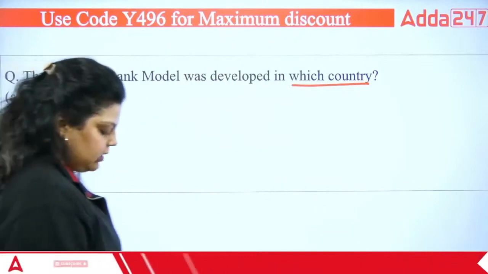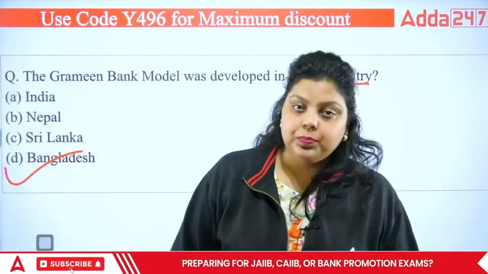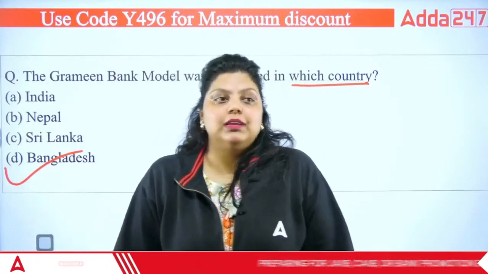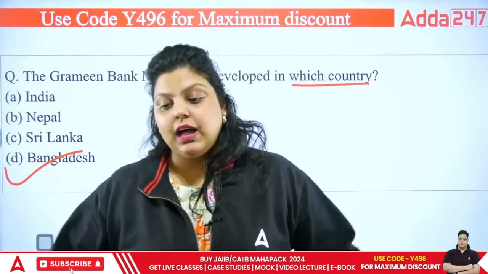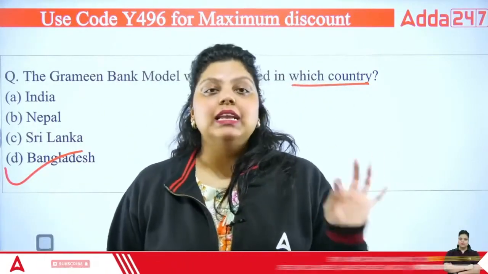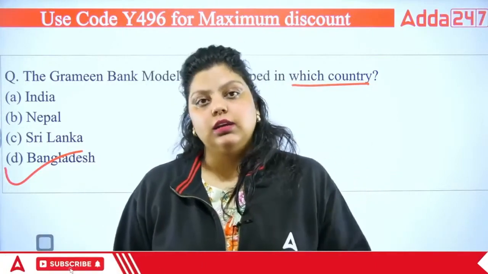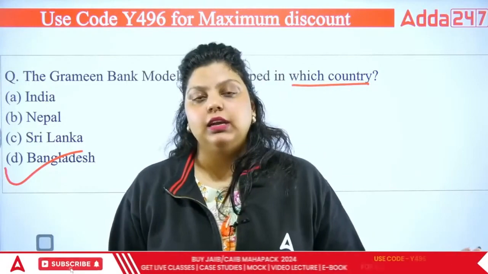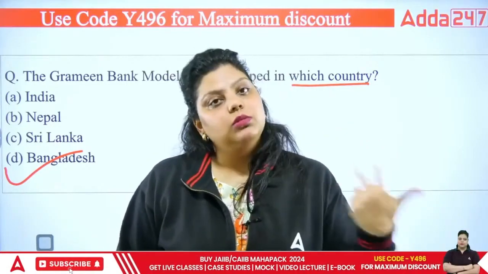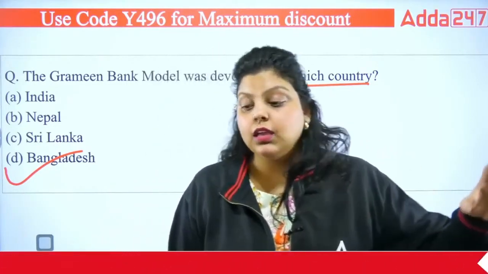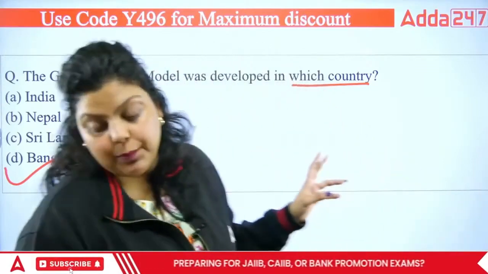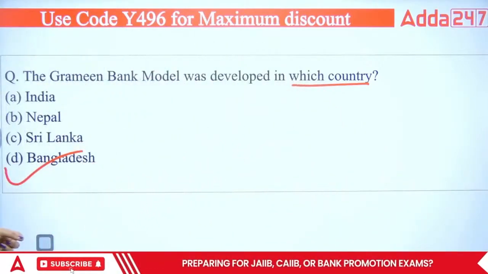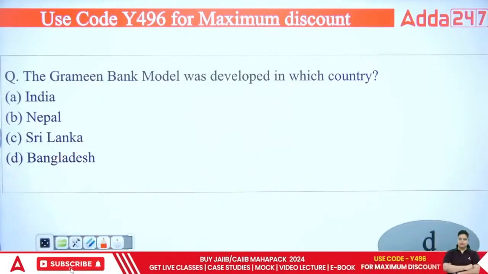Okay, and it has been seen that it started from one district in Bangladesh and has expanded, and there is a 99% return rate on the loans. Without interest they are taking loans, without collateral they are taking loans, but 99% of loans come back. And this is the big success of your Grameen Bank model. Okay, so the right answer is D. The right answer will be D.